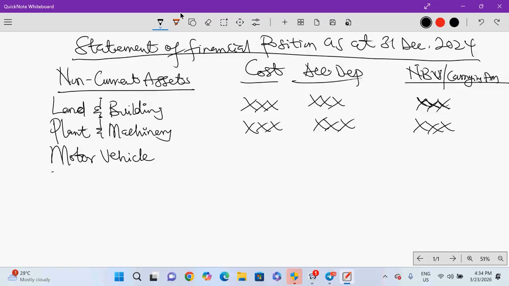fixtures and fittings. So let me bring fixtures and fittings. Fixtures and fittings is the wardrobe that you have in your various halls or the hostels, the wardrobe that you keep your clothing in, and also the wooden beds, right? They are all fixtures and fittings. They can be used for more than one financial year. We said a non-current asset goes beyond one financial year.